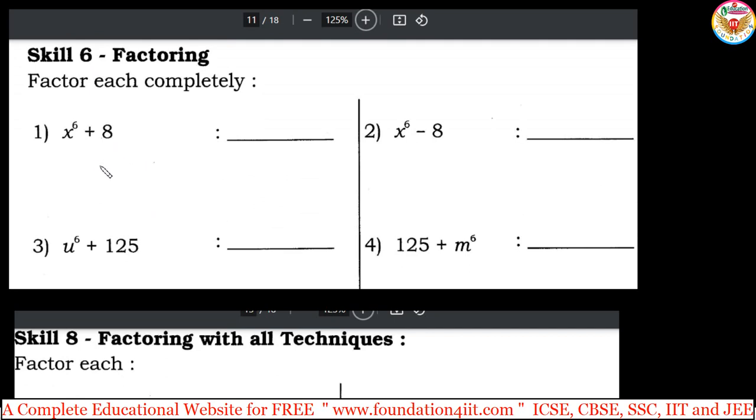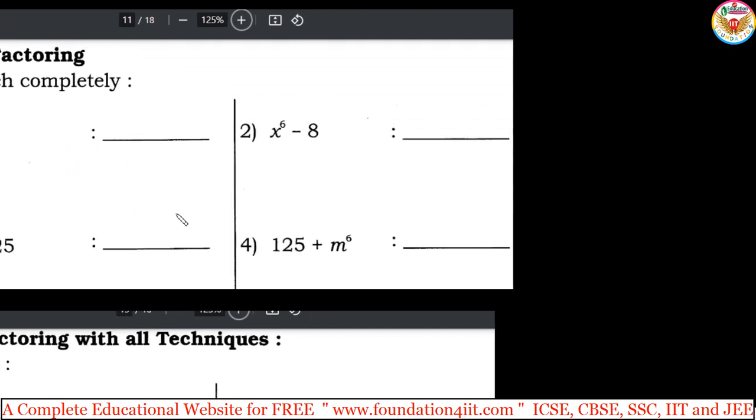Okay, when they give expressions like this, what formula is suitable to apply? We have the basic formulas, that is x square minus y square, and x cube minus y cube. Similarly, x cube plus y cube. If we can make the question in this type, we can write x square minus y square as x plus y into x minus y.